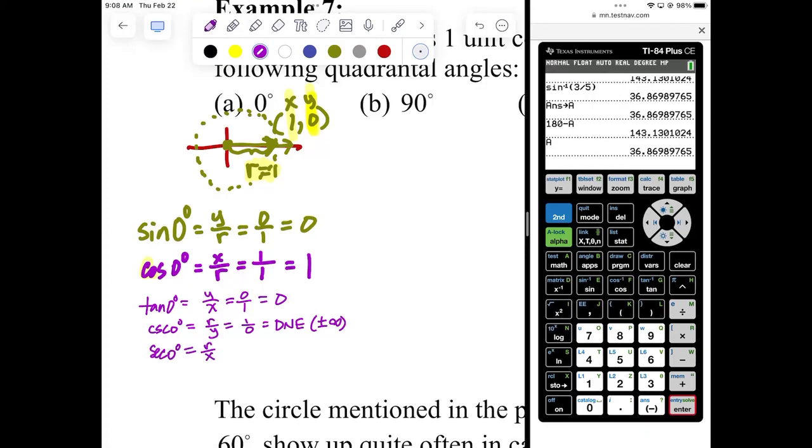All right, what would secant of 0 be? That's r over x. That's going to be what? 1 over 1. What's 1 over 1? 1. Guess what secant of 0 always is? It's always 1.